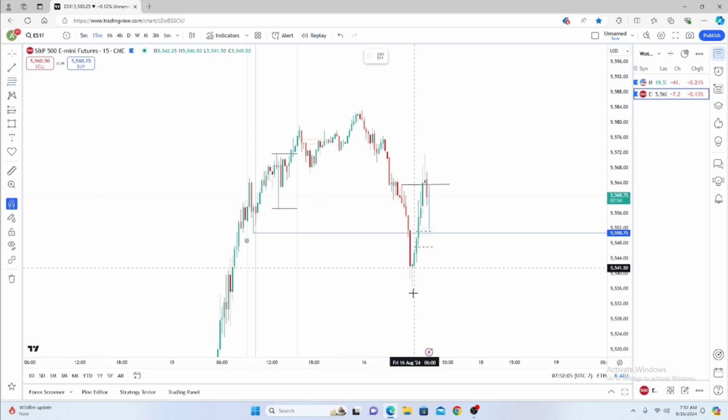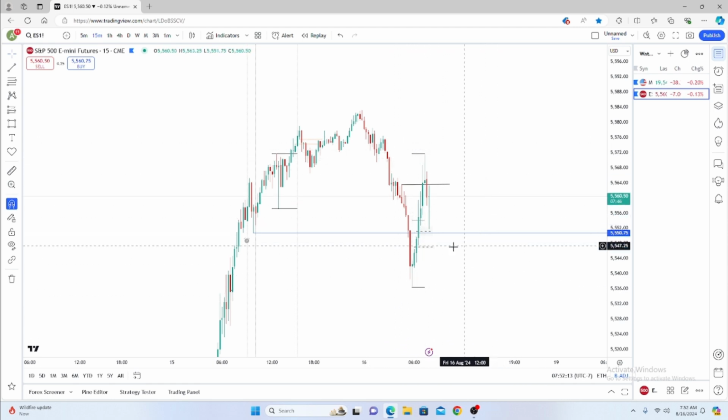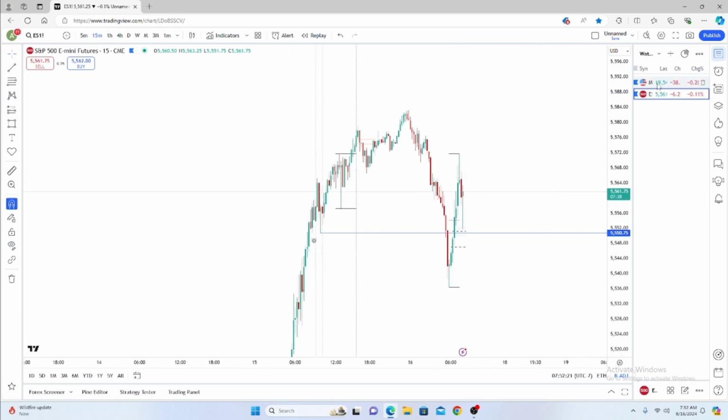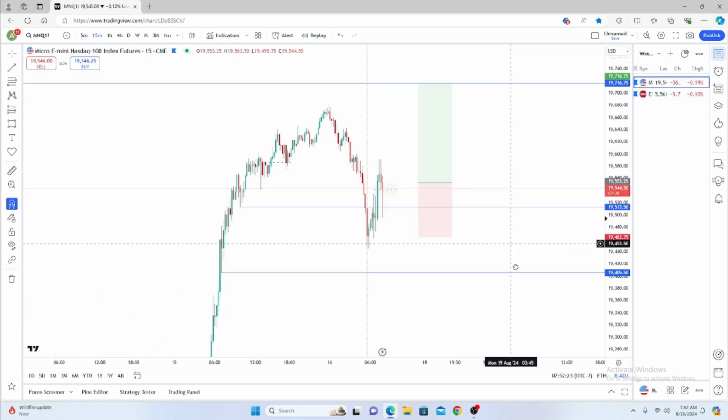There's lots of concepts that ICT has, and y'all got to go and see it for yourself. Go watch the videos. But this is swing low, and this is swing high. The 50% of the whole range is right there. We came into a gap that was in the lower 50% on ES. So if we go back to NQ, damn, look at that.